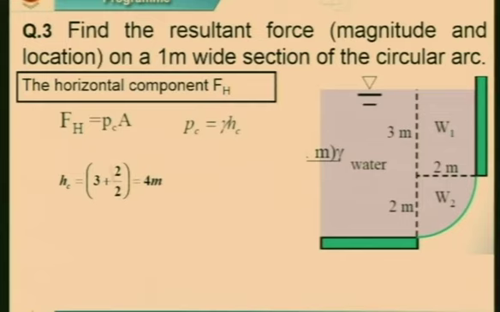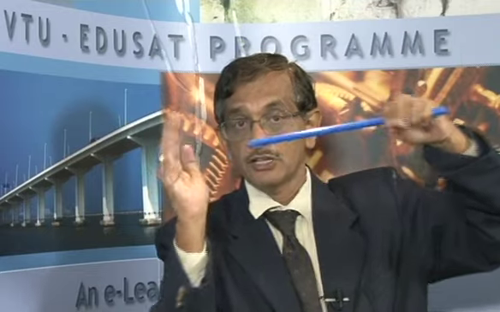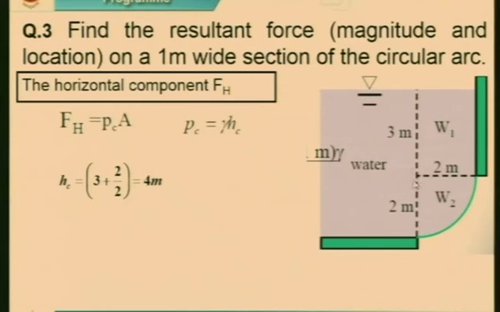Same radius. So HC, we need to calculate HC for hydrostatic pressure in the FH direction, in this direction. What is that? You can see from the top level, from here to here I travel, it is 3 meter. From here to here I travel, it is 2 by 2. You can see exactly 2 by 2. So HC is 4 meter. Is it okay?